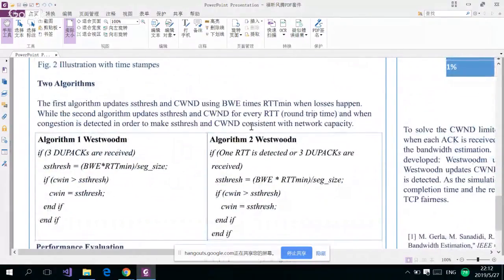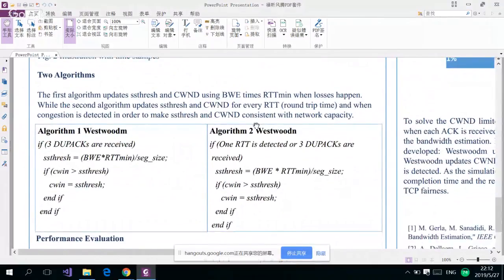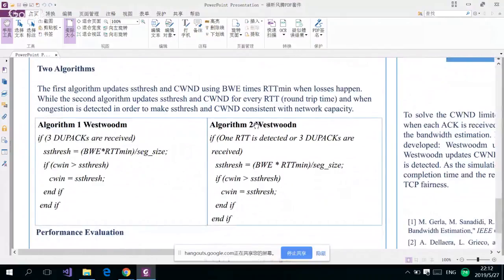Based on the bandwidth estimation function, two algorithms have been proposed. The first one updates the slow-start threshold and cwnd using bandwidth times RTT min when losses happen, while the second algorithm updates the slow-start threshold and cwnd for every RTT and when congestion is detected, in order to make the slow-start threshold and cwnd consistent with network capacity.